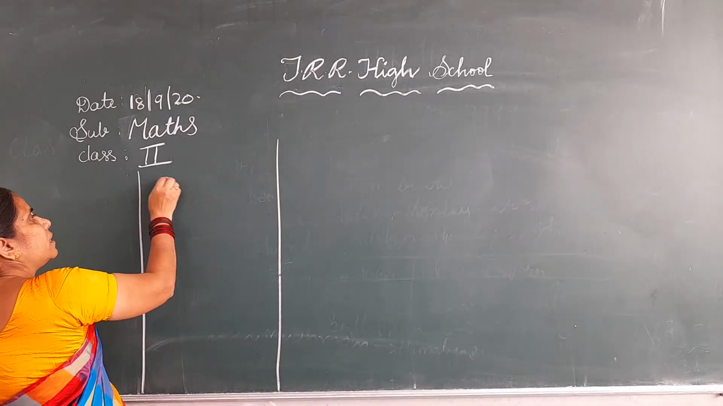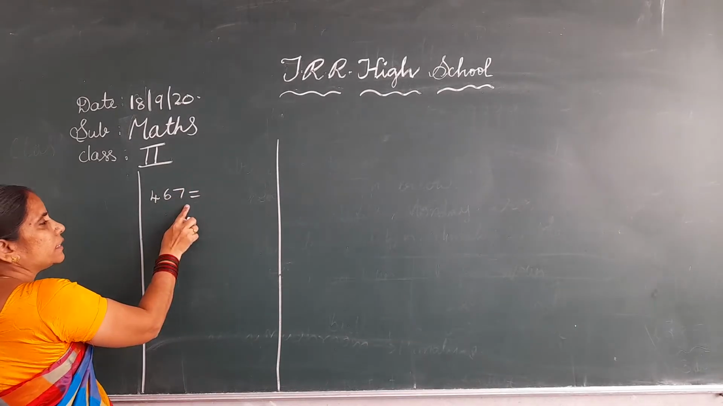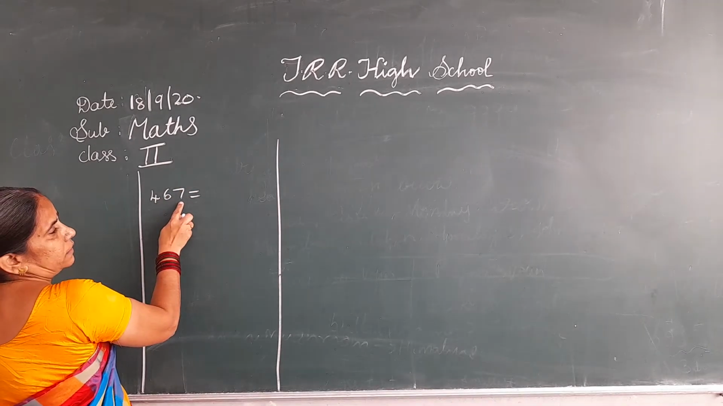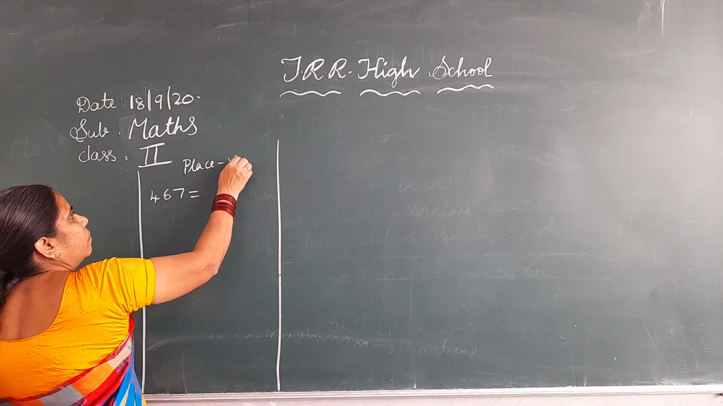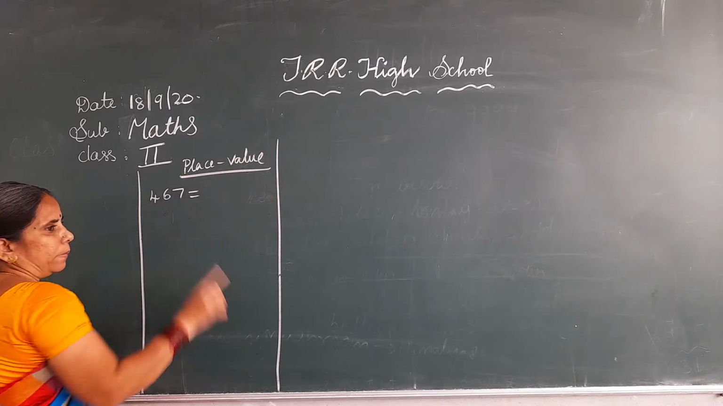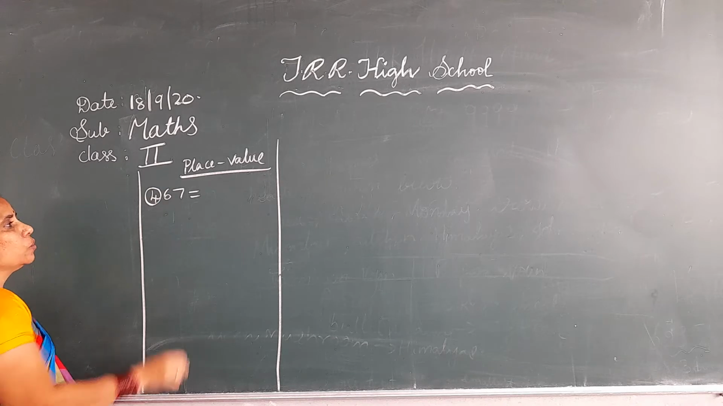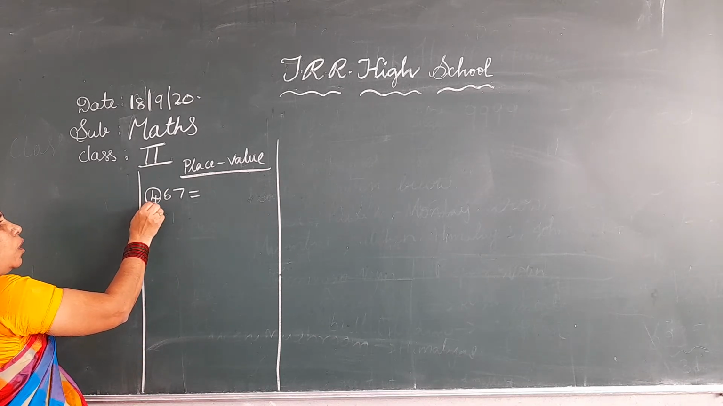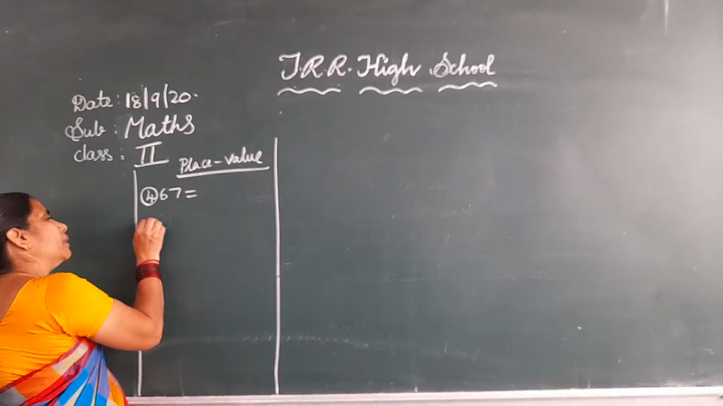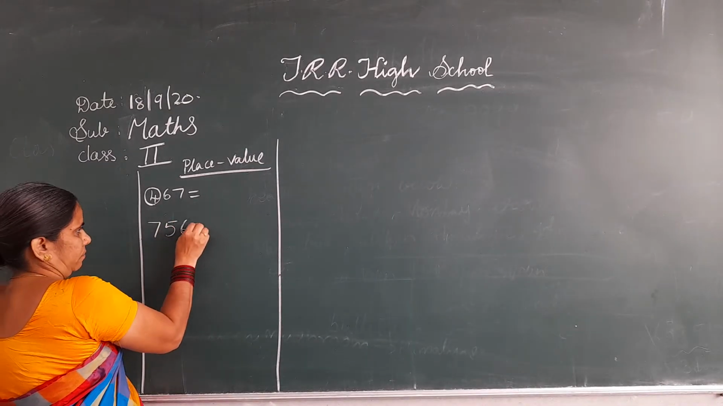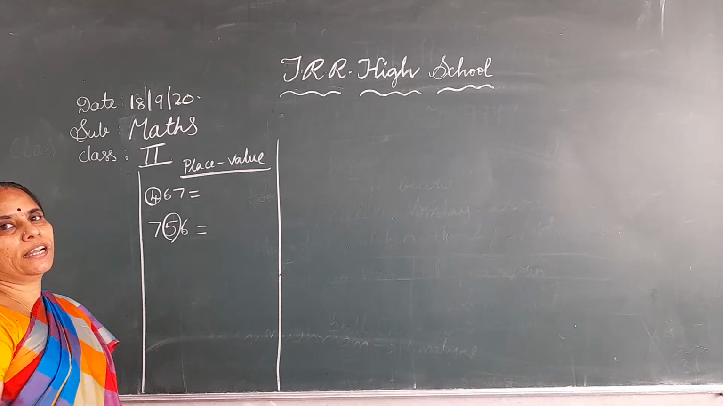Here I am giving one number. The revision part we are doing. This number is 467. We will write the place value. One number I will circle. Here I am circling 4. So you must write the place value of 4. Come on, write. Another number also I am giving, circling 5. Okay? All wrote the answer.